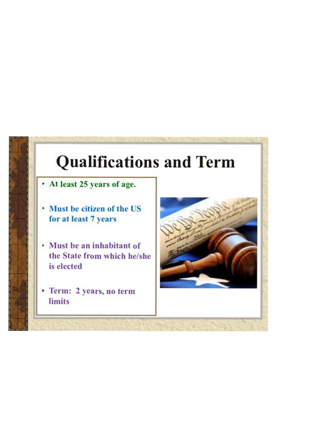A House member's term lasts 2 years. There are no term limits. In other words, they can be elected as many times as the people in their district votes for them.